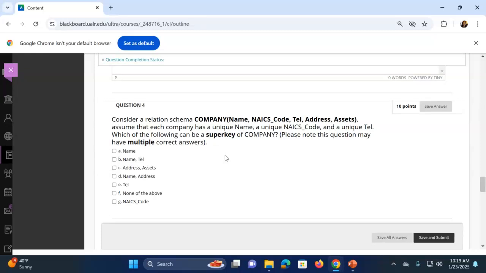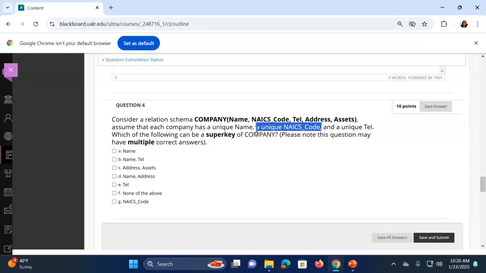So if we go with this one, we have company: the name, NAICS code, telephone number, address, and assets. The company has a unique name and a unique NAICS code and a unique telephone number. I think it should be not a unique NAICS code. I'm sorry, I need to revise this question.